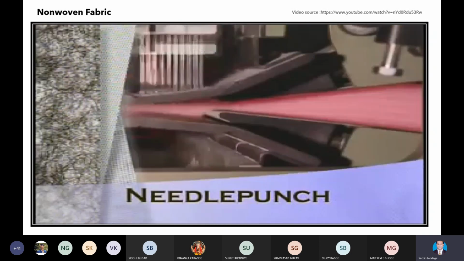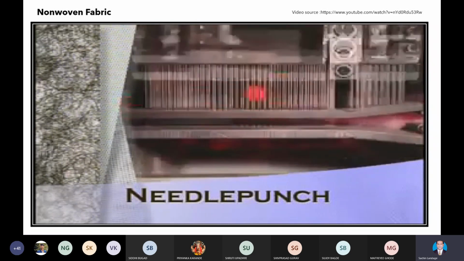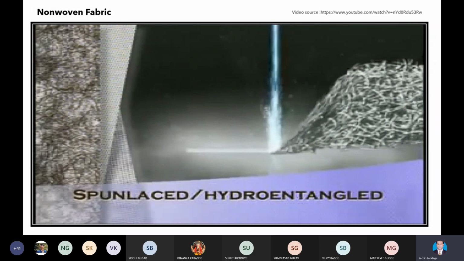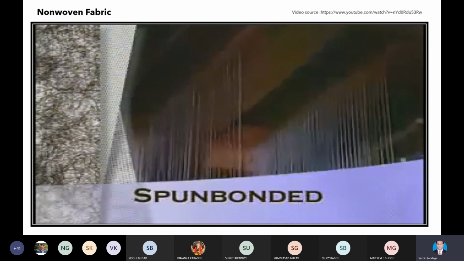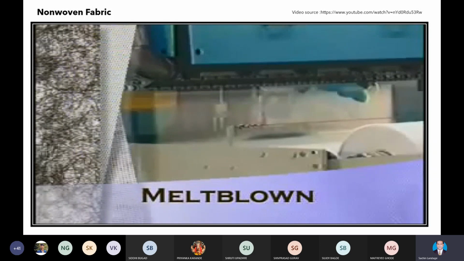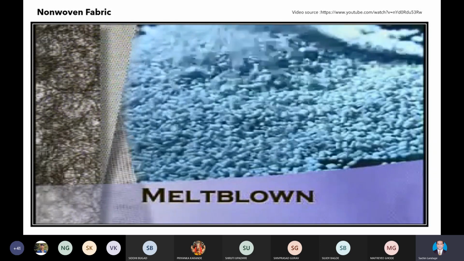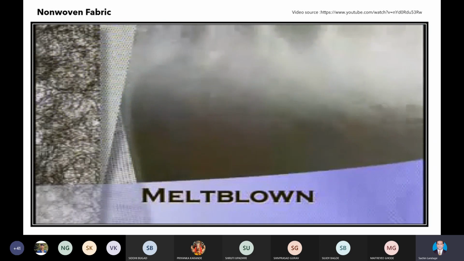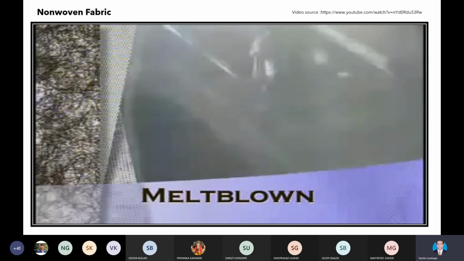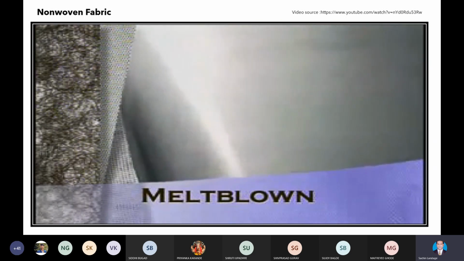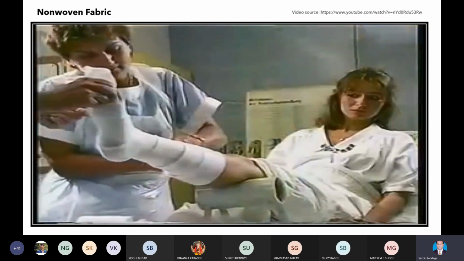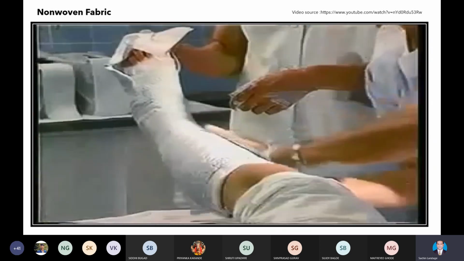Some are punched with thousands of needles to interlock the fibers, while others are meshed by high-velocity water jets. As an alternative, in the spun-bonded and melt-blown processes, resin pellets are melted, and the fibers blown against a moving surface to create a fabric in a single step. These processes create an incredible variety of fabrics. In fact, you'd probably be surprised at the many ways your life is touched by non-wovens.